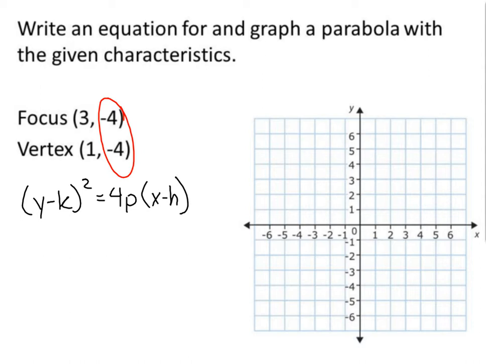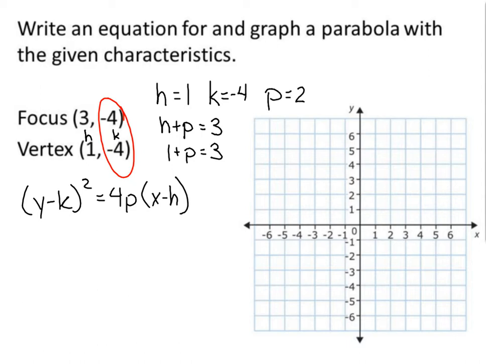Now your vertex always tells you your h and your k value. So we know h is equal to 1. We know k is equal to -4. The focus is equal to h plus p. And we know h plus p is equal to 3, but we do know our h value is 1. So that means p is going to equal 2. So if we substitute in that information, this is going to give me (y + 4)^2 = 4 times 2, which gives me 8(x - 1).